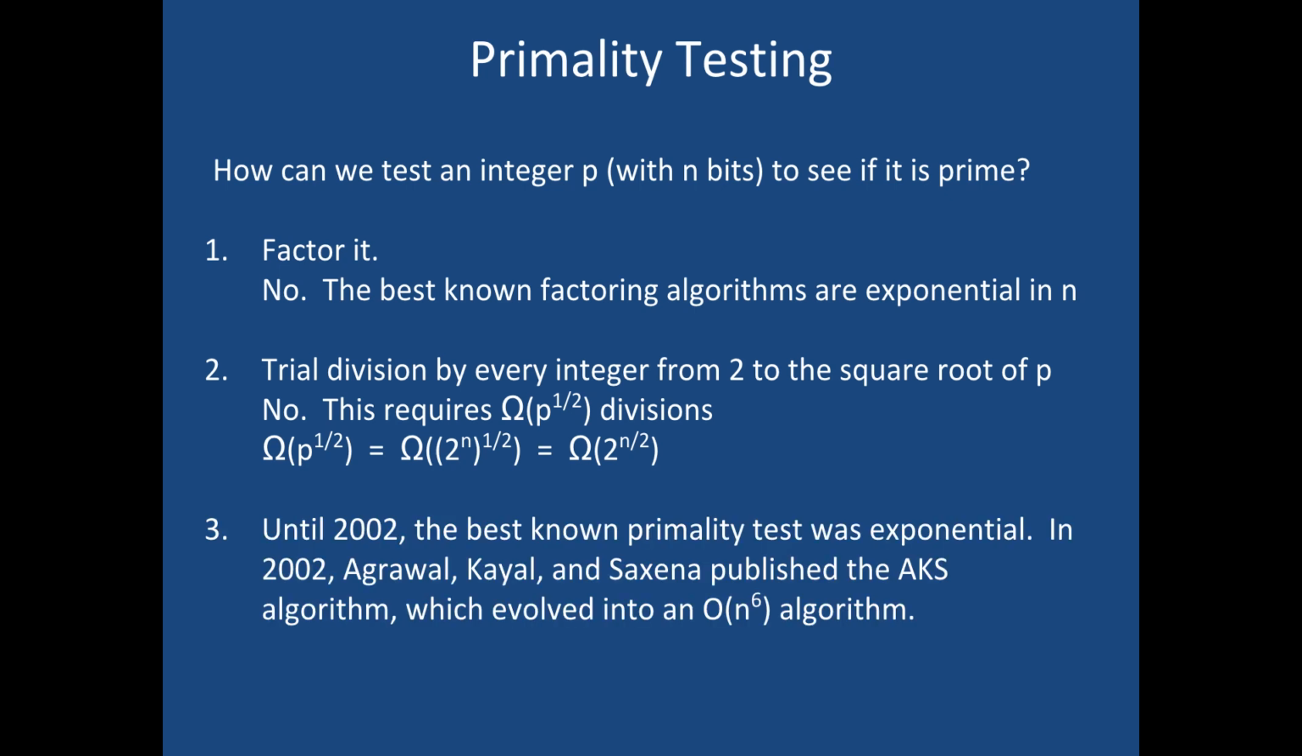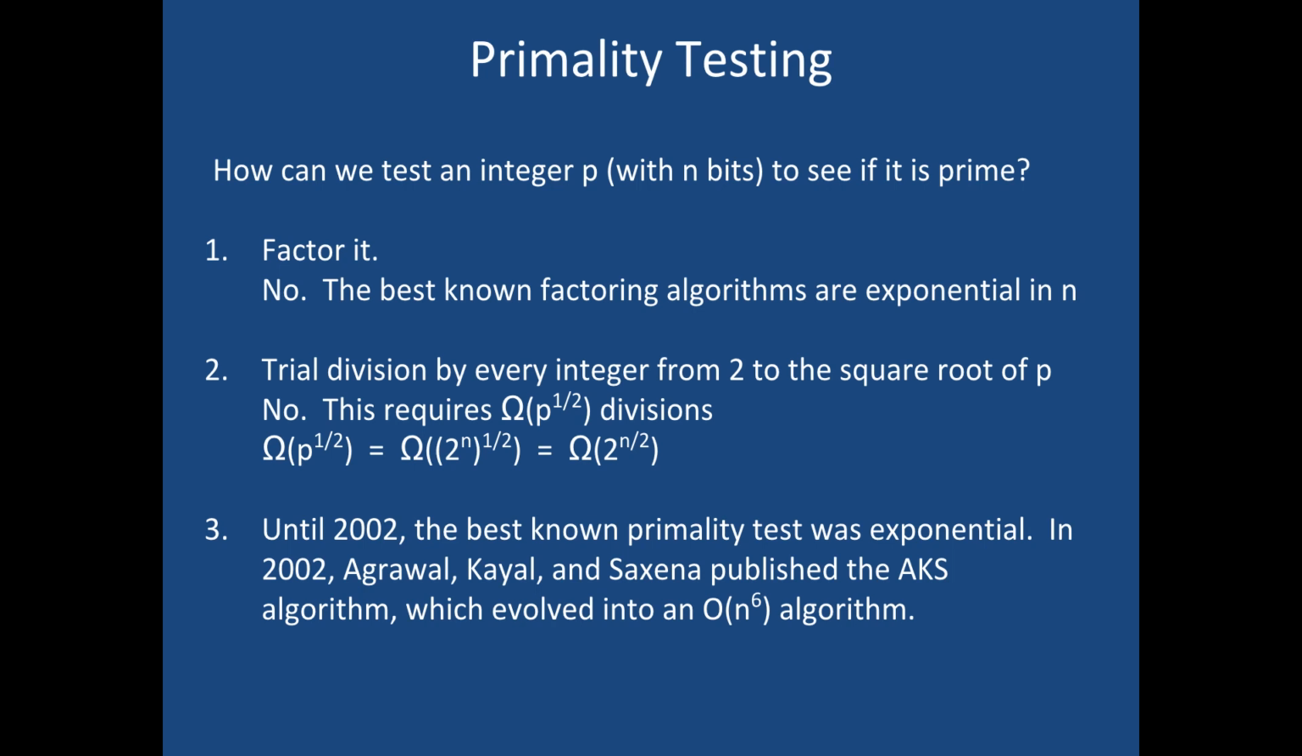Now, I used to teach this class before 2002. Until 2002, not only was there no efficient way to factor a number, there was no efficient algorithm to even test for primality. But in 2002, three computer scientists in India, a professor and two undergraduates, discovered what's known as the AKS algorithm. When they first published it, it was an O of n to the 12th algorithm. People looked at it, and it gradually got improved to O of n to the 6th.